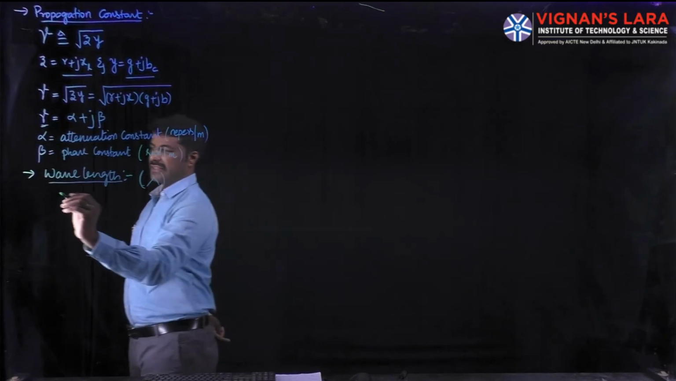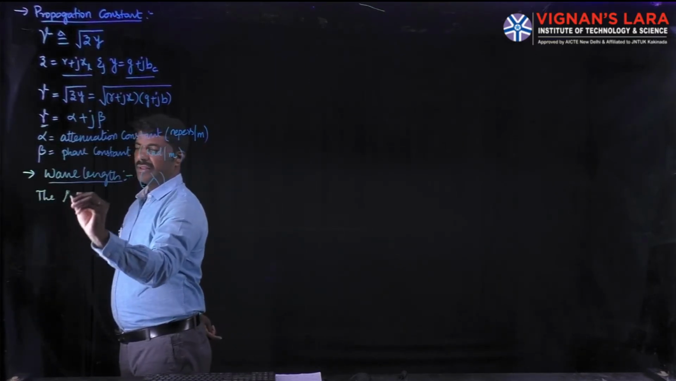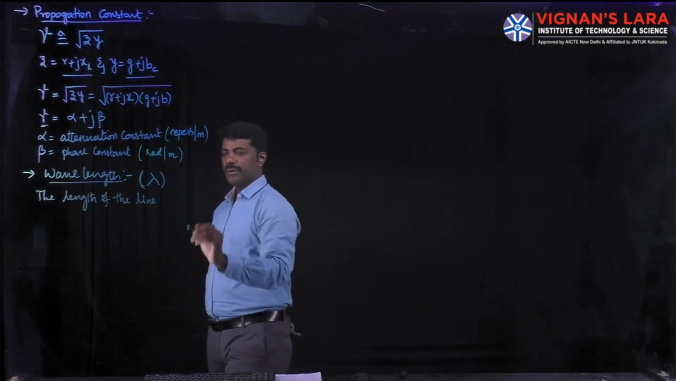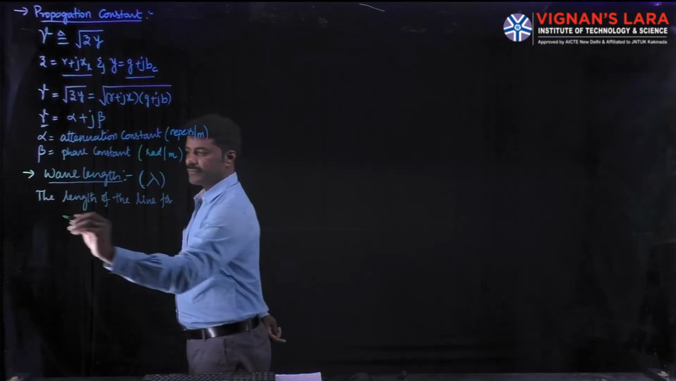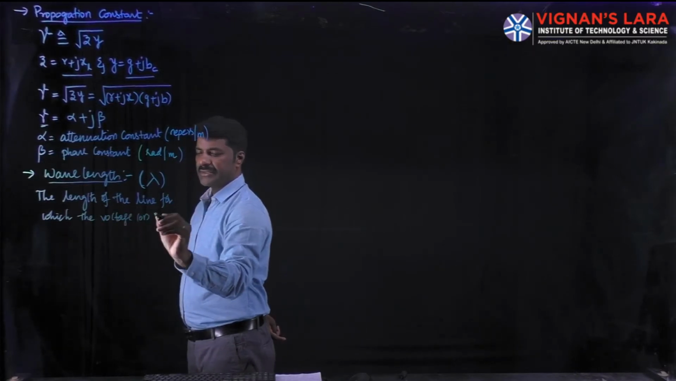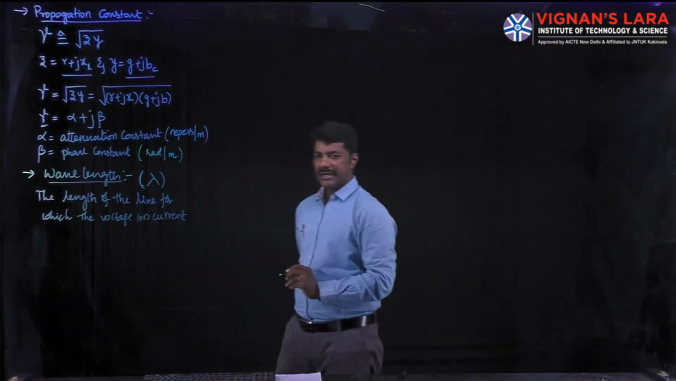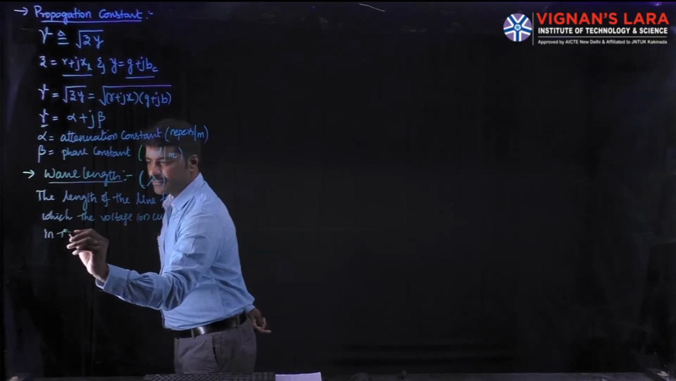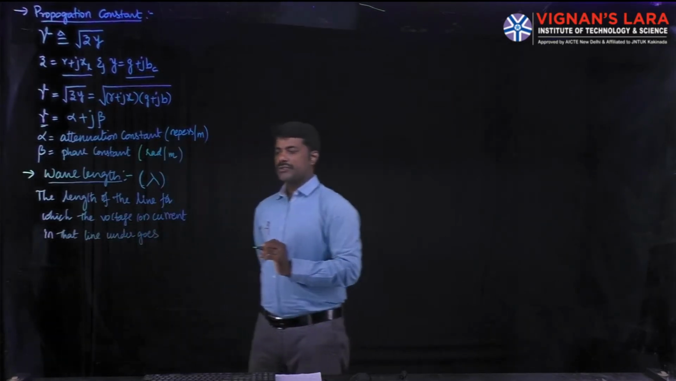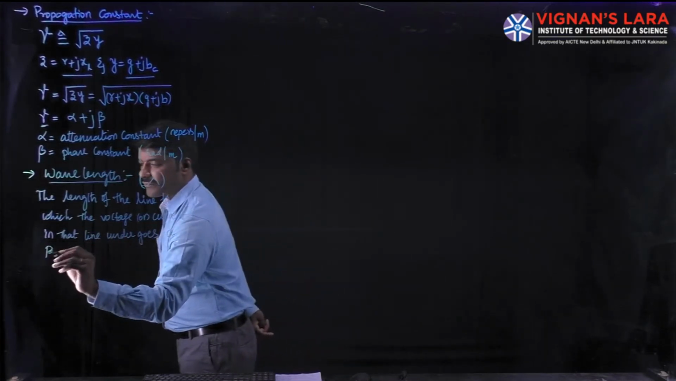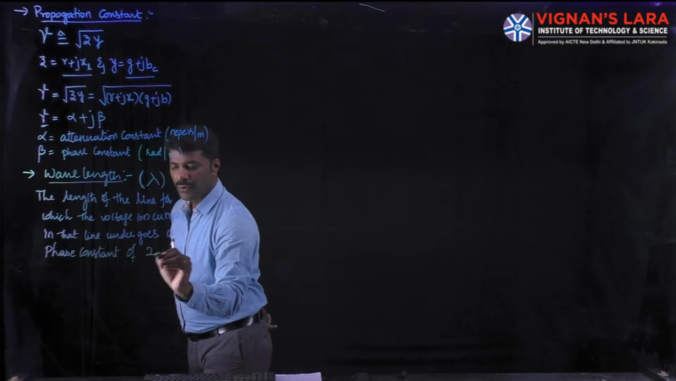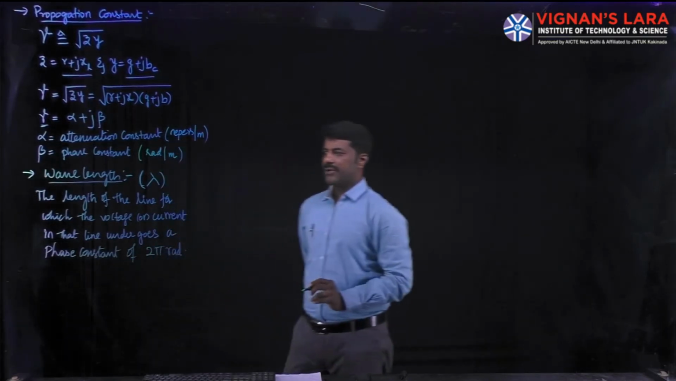Then what is the definition of wavelength? It is defined as the length of the line for which the voltage or current in that line undergoes a phase shift of 2 pi radians. I repeat once again, what is meant by wavelength?